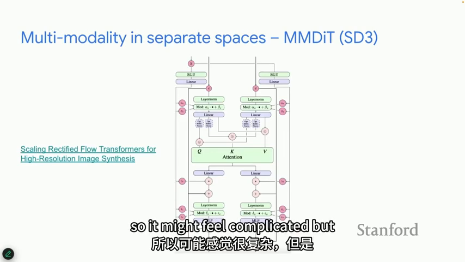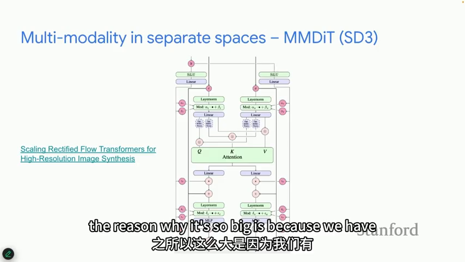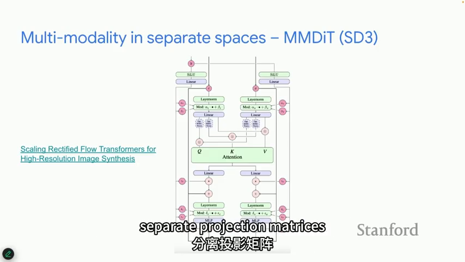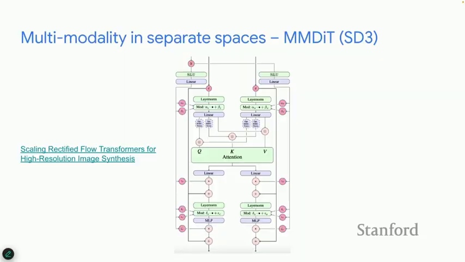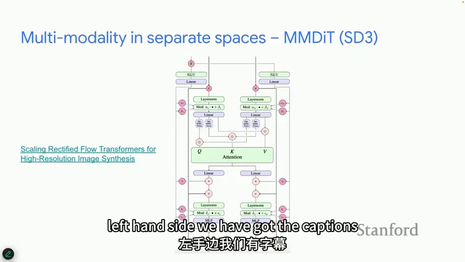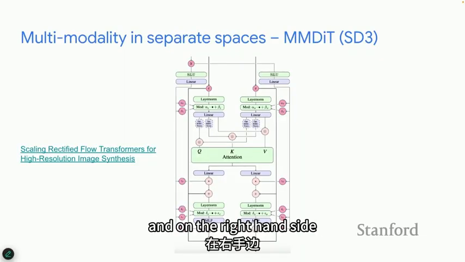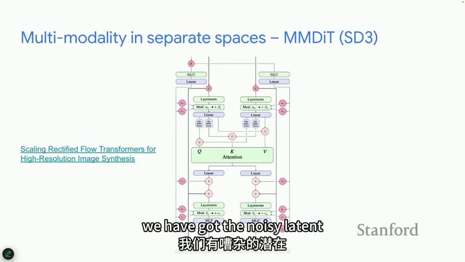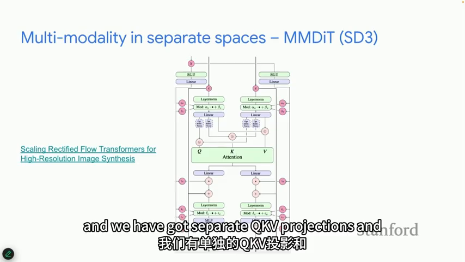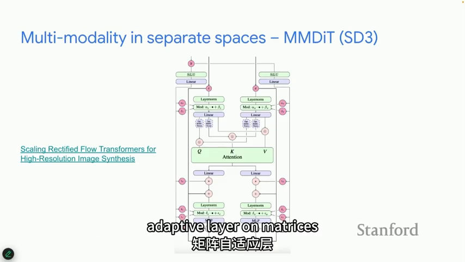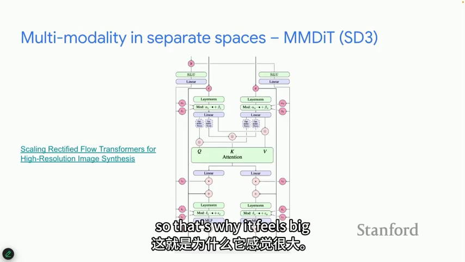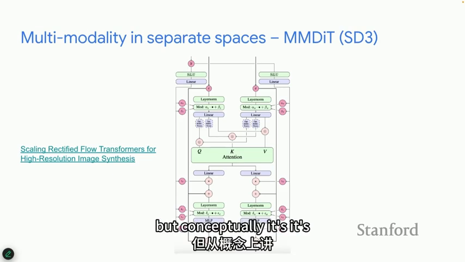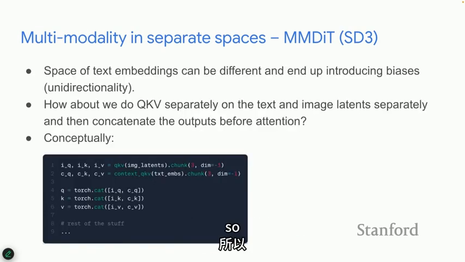It might feel a little complicated, but the reason why it's so big is because we have separate projection matrices for the different modalities that we are modeling. On the left-hand side, we have got the captions, and on the right-hand side, we have got the noisy latents. And we have got separate QKV projections and adaptive layer norm matrices for the separate modalities. So that's why it feels big, but conceptually it's basically this.